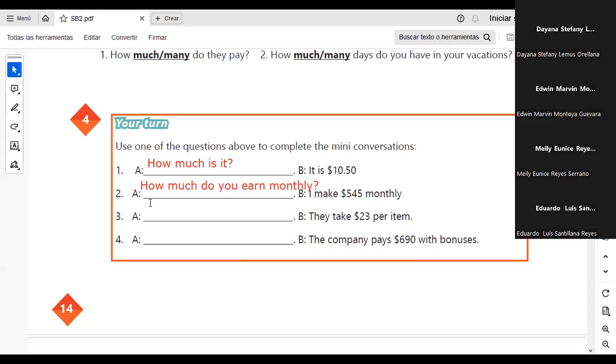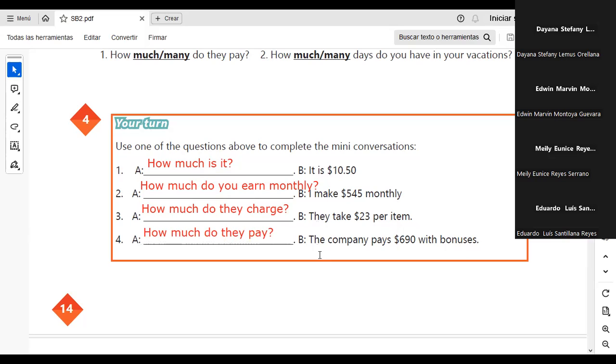Question number three. How much do they pay? Are you sure this is the one? Are you sure? How much do they charge? In the number four? How much do they pay? Exactly.